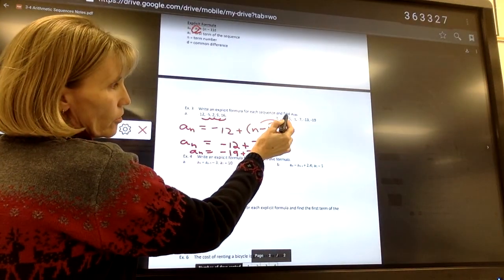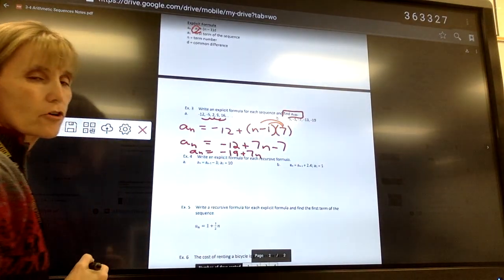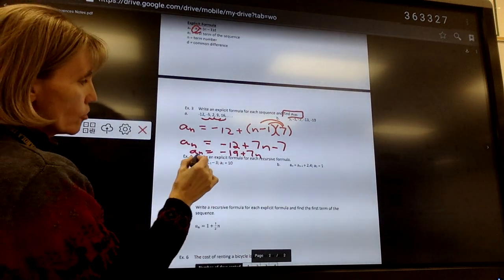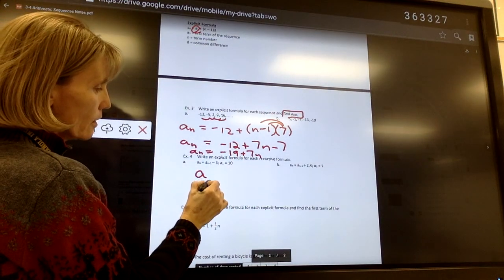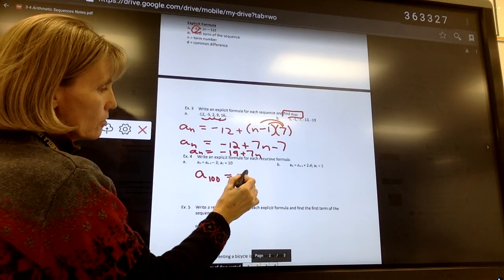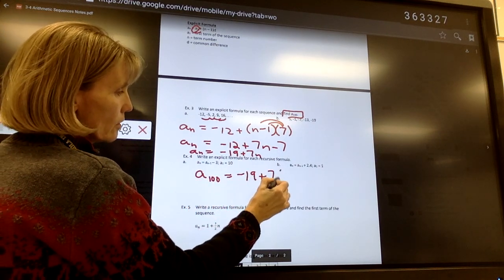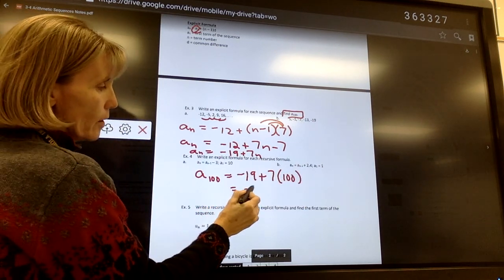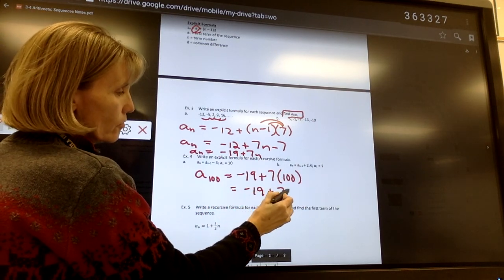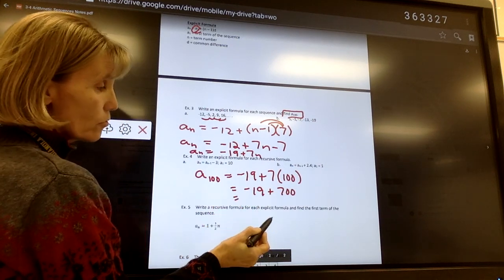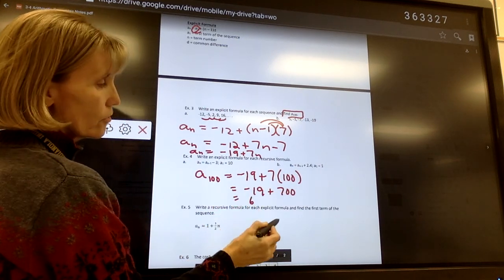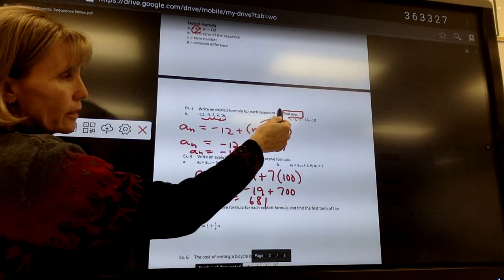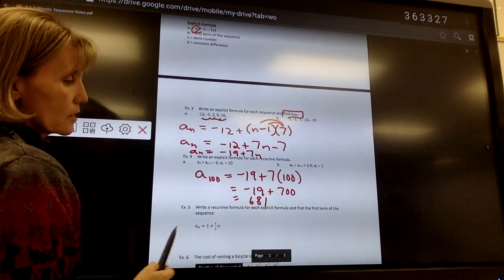And then it goes on, you're going to use that to find the 100th term. A with the subscript of 100, you're finding the 100th term. So you're going to plug that into your formula and say the 100th term is equal to -19 plus 7 times 100. N is your term. You're going to do the math, -19 plus 700. You're going to get a value of 681. So if I were to list out all these terms until I hit the 100th term, I'd be at 681.